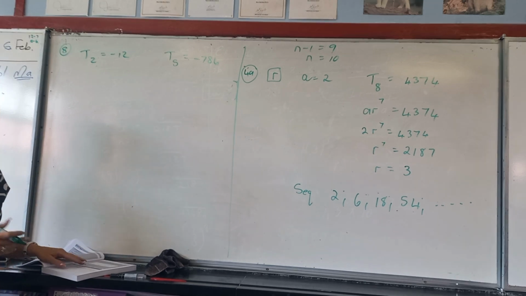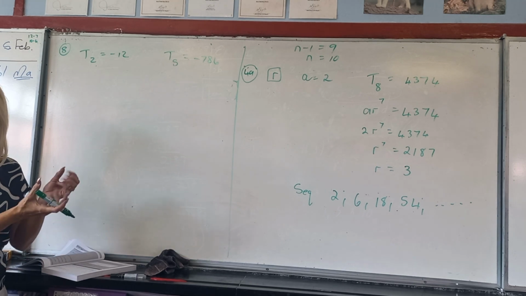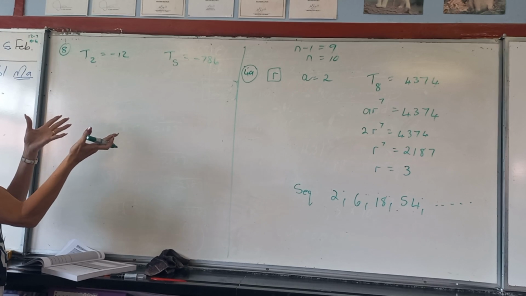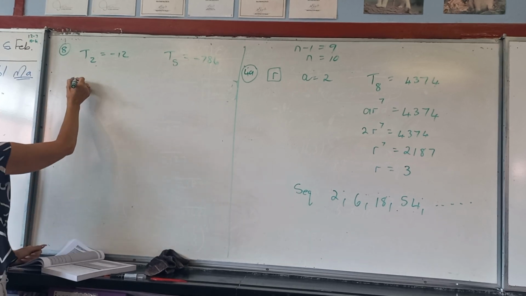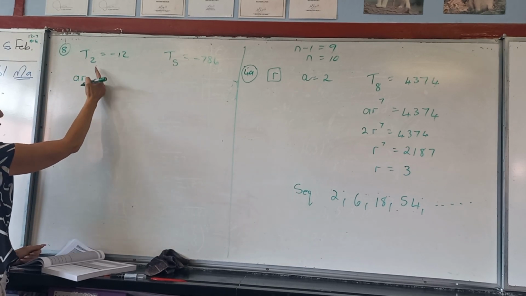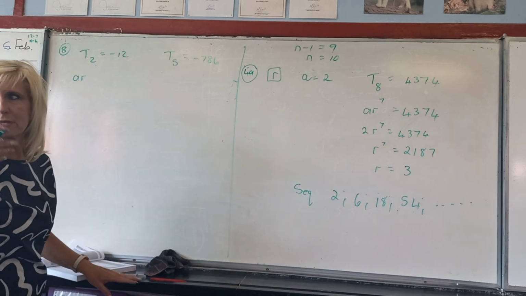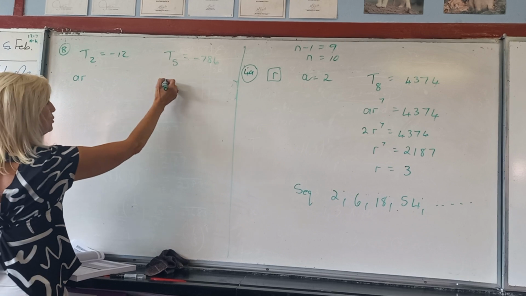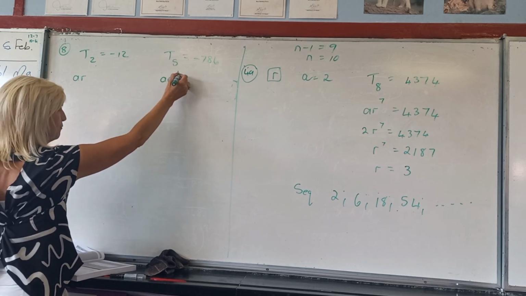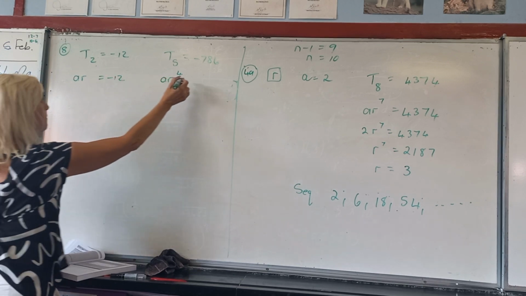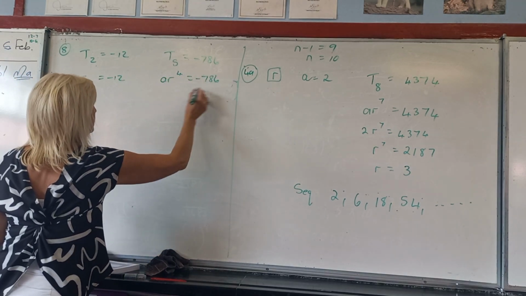Let's have a look. So the only thing I have is my formula, which I'm going to use. So this will be AR to the 1, right? So you with me with that formula all the time? And then that should be AR to the 4 all the time. This would be negative 12, negative 786. What have we here?